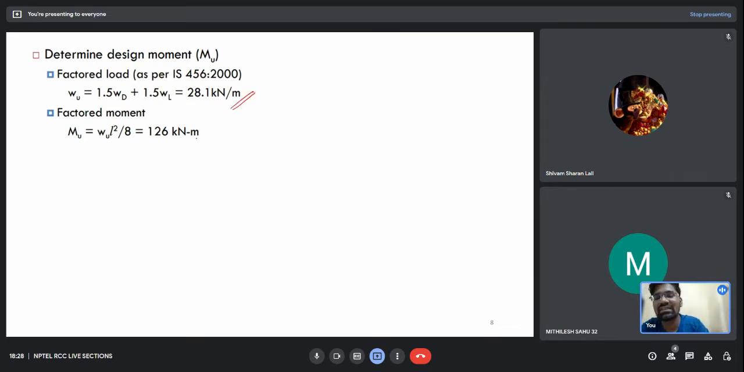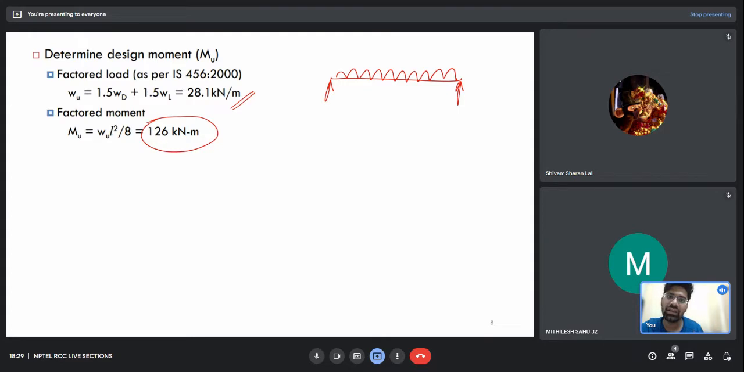Since this is a simply supported beam, when it is acted upon by a UDL, the maximum bending moment will be at the center, with magnitude WL square by 8, which is 126 kilonewton meter. So this is the moment for which I have to design this beam, or the beam should take up this moment. I have already decided the breadth and the depth.